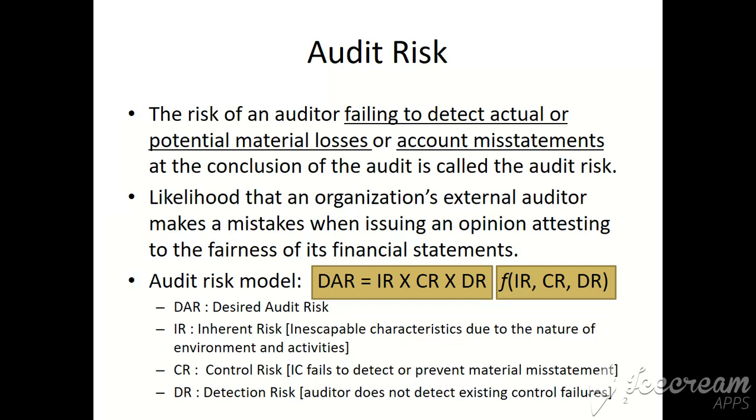How to compute audit risk? It is a function of inherent risk, control risk, and detection risk. Inherent risk is the inescapable characteristics due to the nature of environment and activities. Control risk happens when the internal control in the company fails to detect or prevent the material misstatement. Detection risk is when the auditor does not detect the existing control failures.